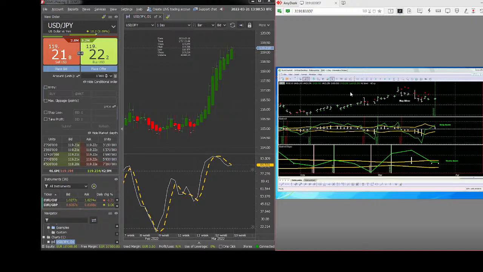Ooh, what do we got here? A PM says, hey, Doc, Euro Aussie long-term thoughts. Let's take a look and see. Let's see if we got long-term thoughts. We'll see what the long-term math says to it. So Euro Aussie.